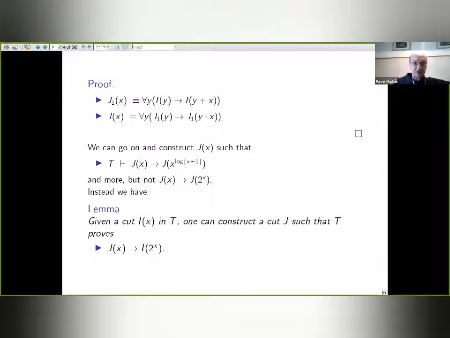Instead of that, one can get something which is also very useful. One can get a cut J that is contained in I, and such that for every x in J, 2 to the x is in the cut I. So it is not closed under exponentiation, but if you apply exponentiation, you don't get outside of I. And this is also very simple.